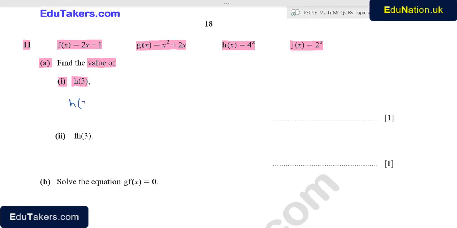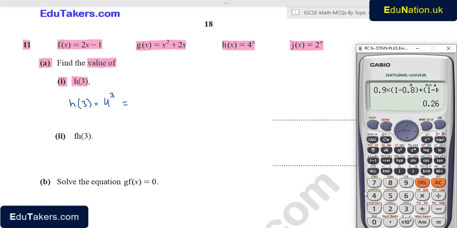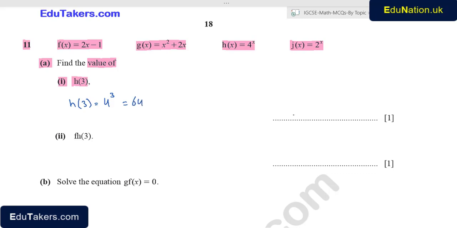h of 3 equals, h of x is 4 raised to power x. So 4 raised to power 3. 4 cube is 64. h of 3 is 64.